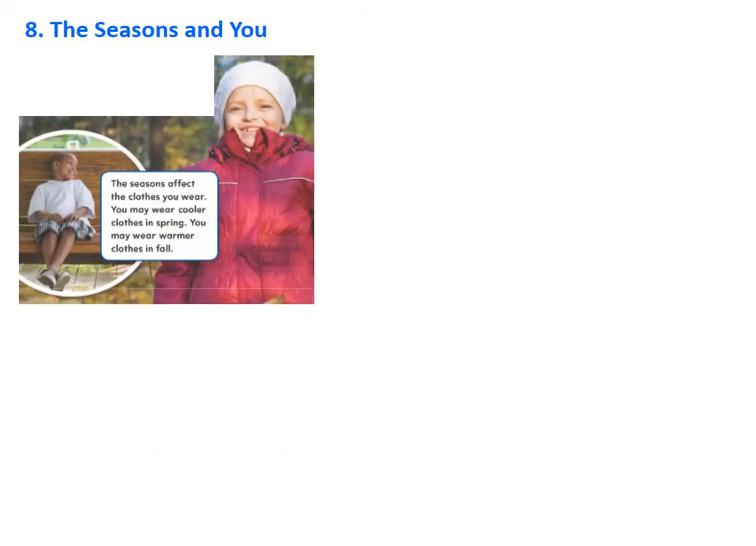And now we are going to talk about the seasons and you. It means, how do seasons affect people? Let's look at the first picture. The seasons affect the clothes you wear. You may wear cooler clothes in spring. You may wear warmer clothes in fall.